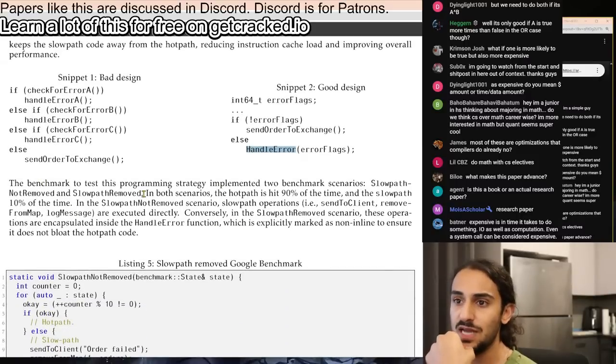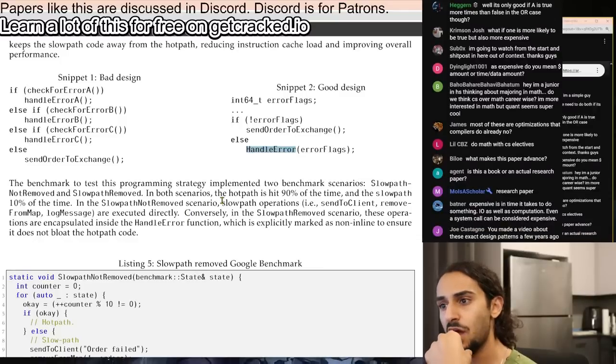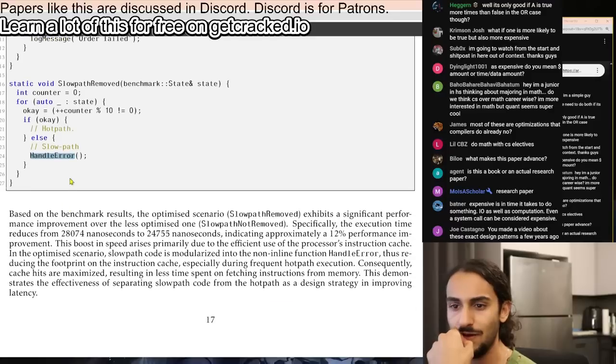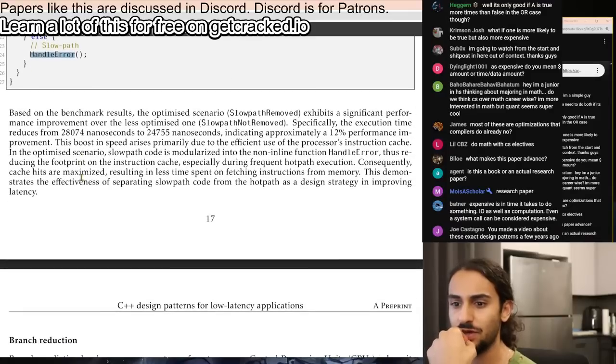The benchmark to test this programming strategy implemented two benchmarking scenarios, slow path not removed and slow path removed. In both scenarios, the hot path is hit 90% of the time and the slow path 10% of the time. In the slow path not removed scenario, slow path operations (send to client, remove from map, log message) are executed directly. Conversely, in the slow path removed scenario, these operations are encapsulated inside the handleError function, which is explicitly marked as non-inline to ensure it does not bloat the hot path code. I don't expect a massive benchmark increase here. Let's see what it says.